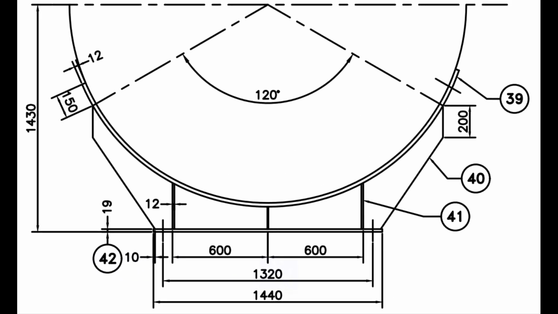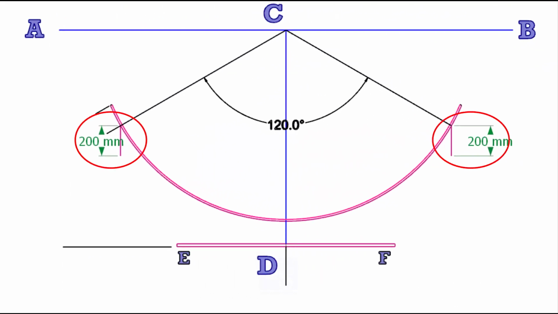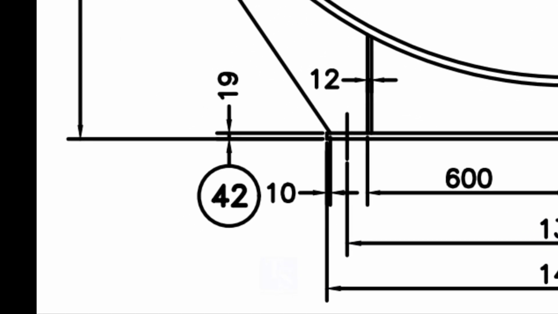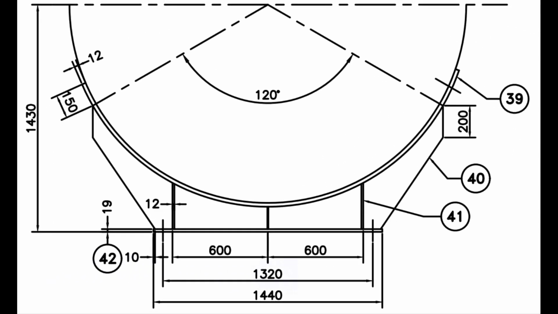Draw the 200 mm long line perpendicularly from the 120 degree tangential line, on both sides. The rib's end is 10 mm away from the end of the base plate. Draw a line as shown on both sides. Now you have the measurements for item number 40.